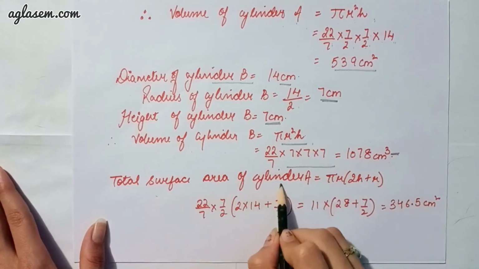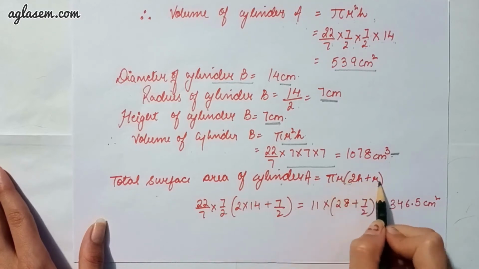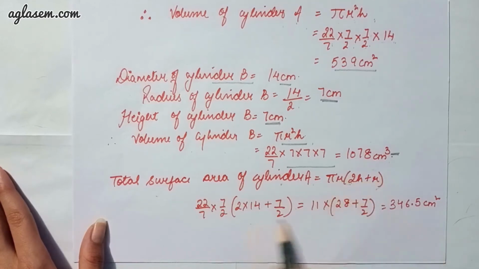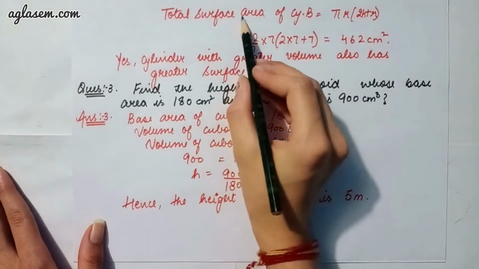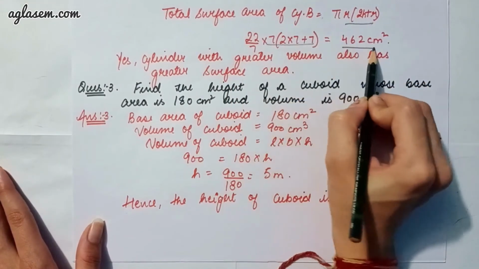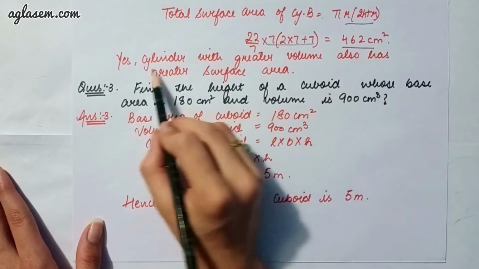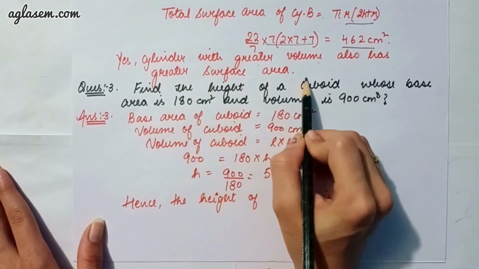Total surface area we can find of cylinder A, that is 2 pi r (h plus r). By applying the formula you will get 346.5 centimeter square. So by that we can find the total surface area of cylinder B. Again by putting the same formula we will get 462 centimeter square. Yes, the cylinder with greater volume has a greater surface area.